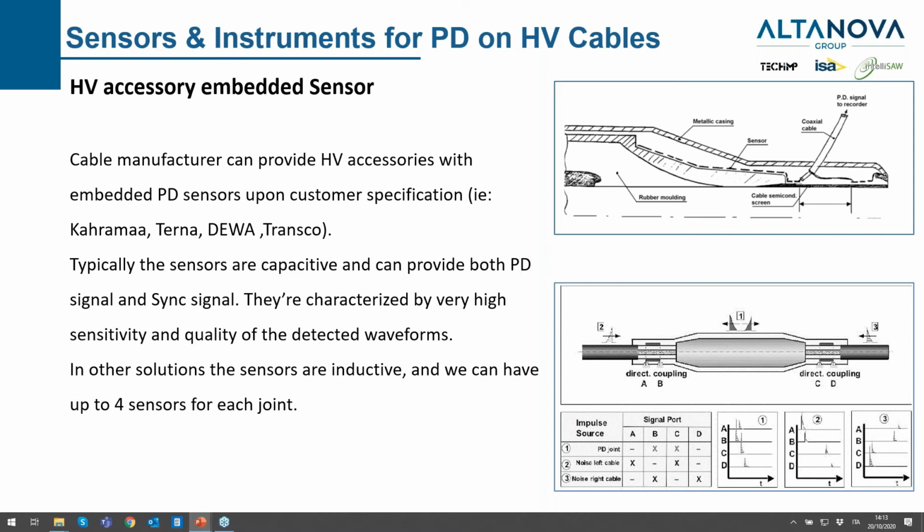In other technologies, I would say for Far East cable manufacturers, such sensors are more inductive, and we can have up to 4 sensors for each joint. We have basically an external foil of aluminum or copper wrapped around the semiconductor layer of the cable before and after the joint.